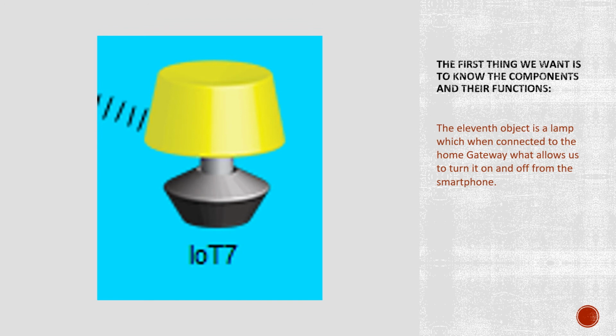The eleventh object is a lamp, which we connect to the home gateway, and it allows us to turn it on and turn it off using the smartphone. This is an image of the lamp.